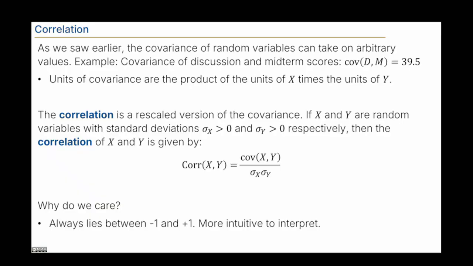All right. Correlation. Earlier we talked about how I don't really know what 39.5 means when I'm talking about the covariance of your discussion section and your midterm score.